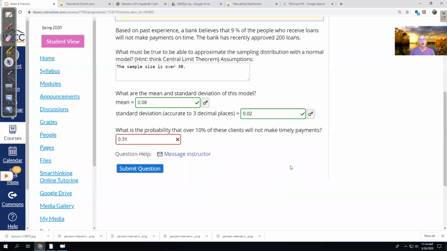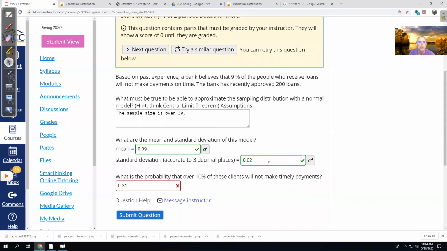Hooray. Oh, shoot, I got that wrong. Damn. Okay, what did I screw up? What is the probability that over 10% of these clients will not make timely payments? Okay, so 9% of the people who receive loans will not make timely payments. Okay, so make payments on time. So that seems to say the same thing this says.